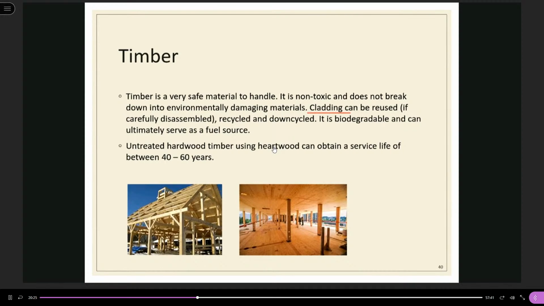So if a building is being torn down, some of the timber can be reused. And even when the timber cannot be reused or recycled, we may burn it as a kind of fuel source. Untreated hardwood timber can obtain a service life of between 40 to 60 years, which is very long. So for a wooden structure, if it is well maintained, then the structure can be okay up to 40 to 60 years.